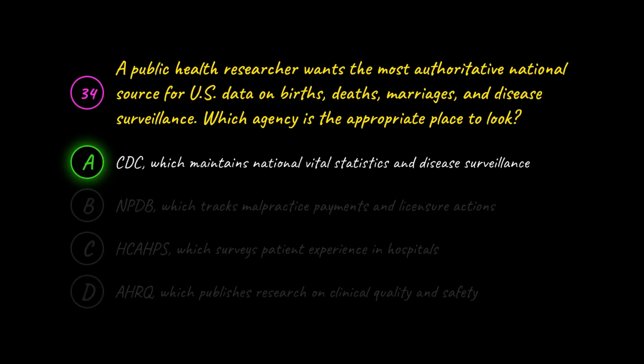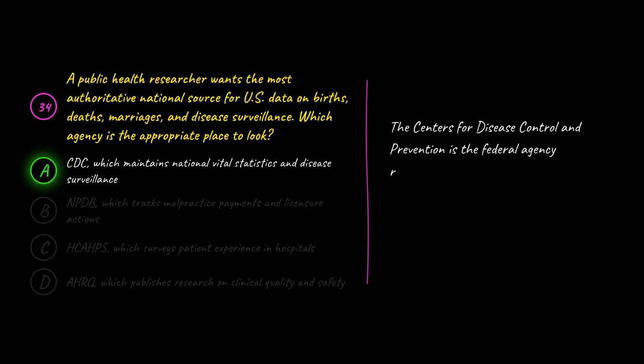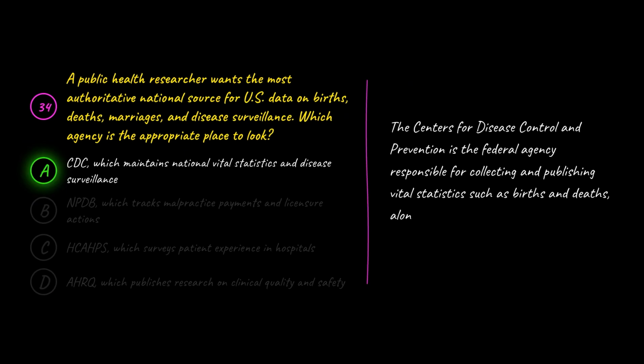The correct answer is A. CDC, which maintains national vital statistics and disease surveillance. A is correct because the Centers for Disease Control and Prevention is the federal agency responsible for collecting and publishing vital statistics such as births and deaths, along with morbidity and mortality data and disease surveillance reports. National vital records flow through the CDC pipeline. Researchers needing the most authoritative national source go there first.